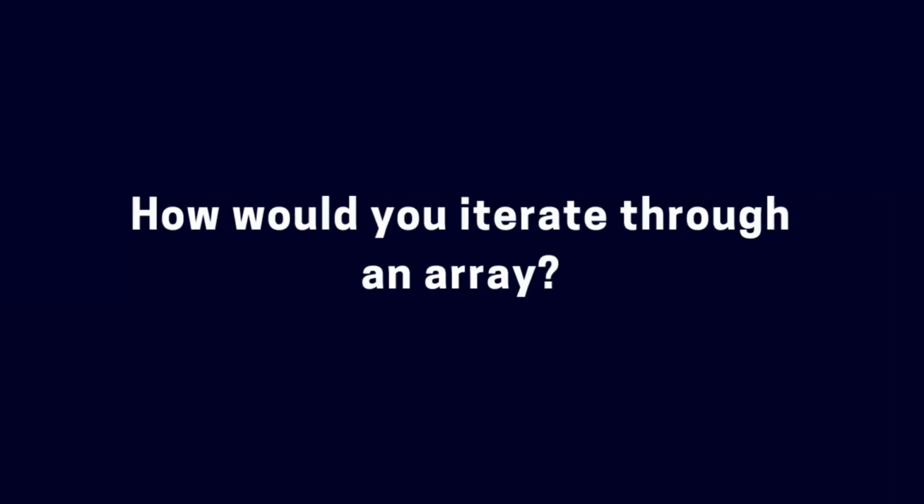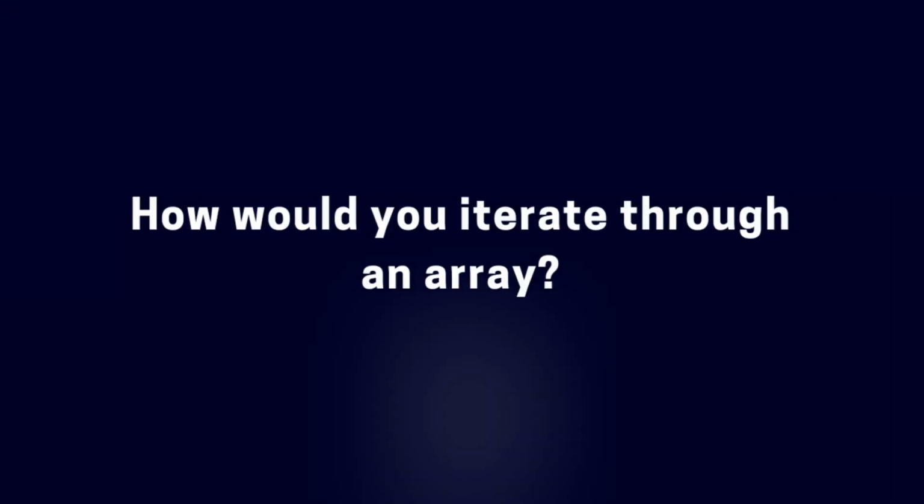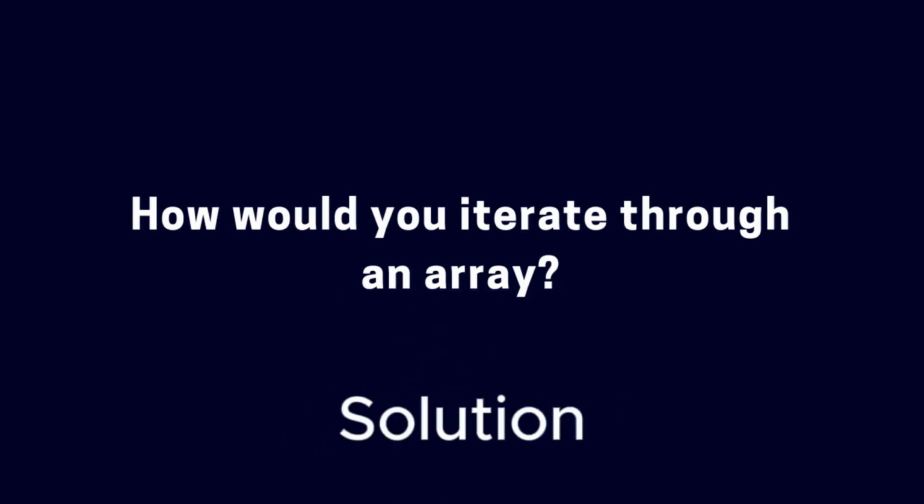How would you iterate through an array? You could use the for of loop to iterate through all the elements of an array. You could also use the built-in for each method. You would pass in a function as an argument, which will take an element as a parameter, and optionally take in the index as a second parameter.